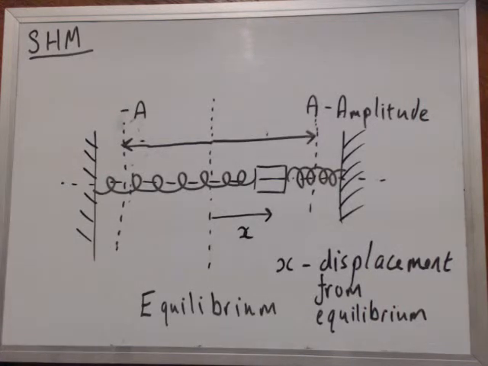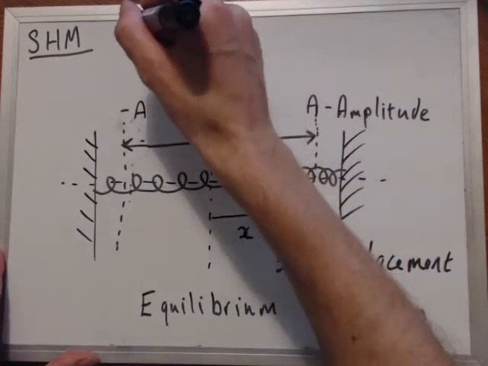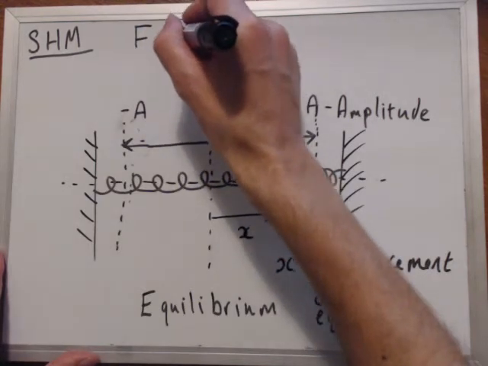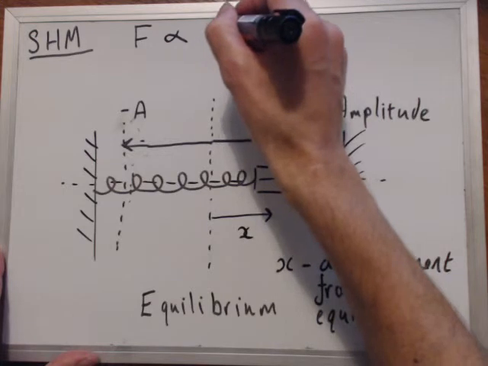Hello, this video is about simple harmonic motion and oscillations. Now, there are two conditions for simple harmonic motion. The first one is that the force acting on a body is proportional to the displacement from the equilibrium. So therefore we can write that as the force is proportional to the displacement.